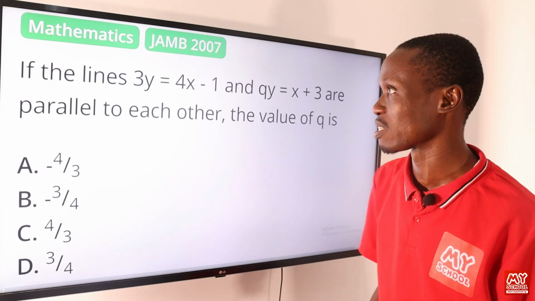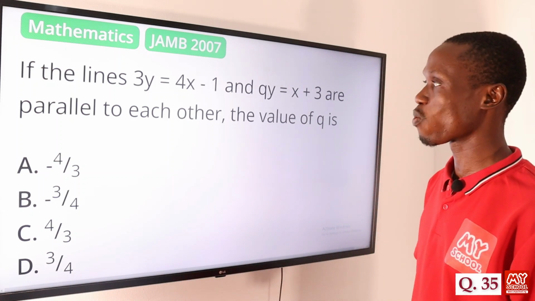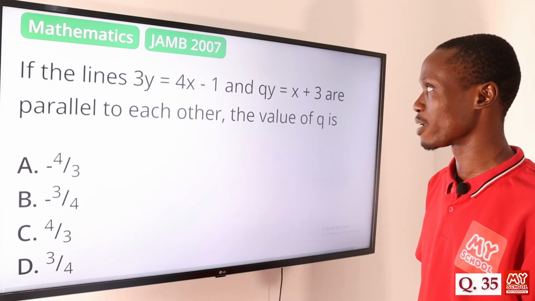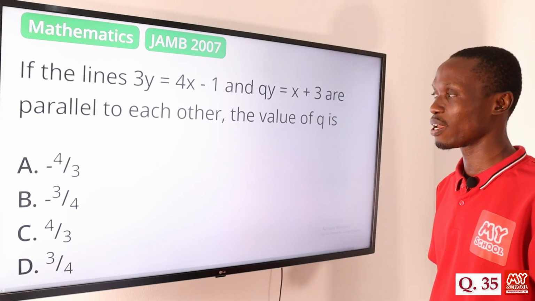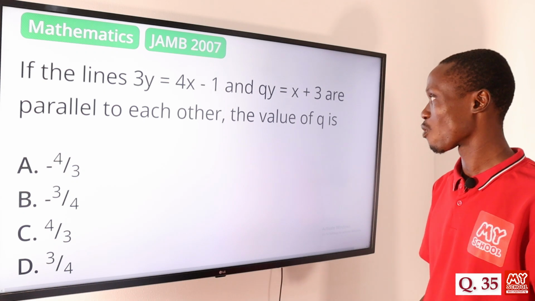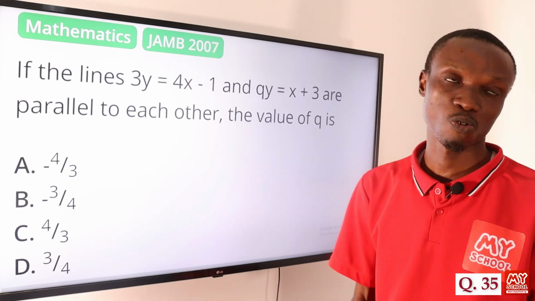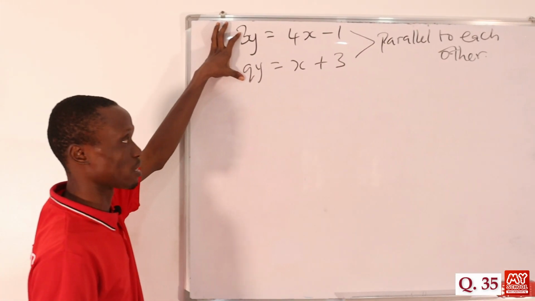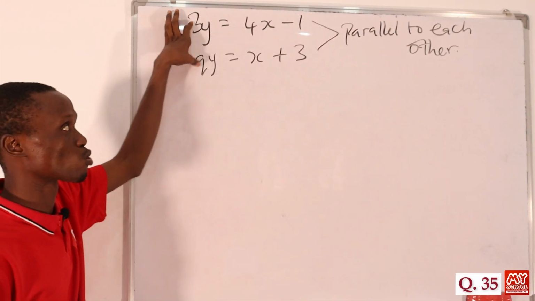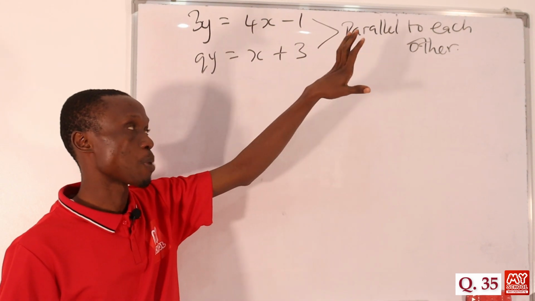Moving on to question 35. If the lines 3y equals 4x minus 1 and qy equals x plus 3 are parallel to each other, the value of q is? Let's move over to the board to answer this question. These are the two lines given to us in this question, and we are told that the two lines are parallel to each other.